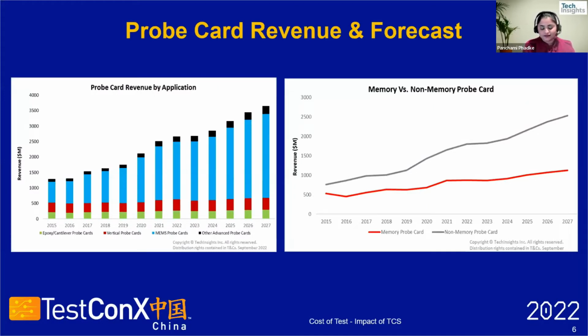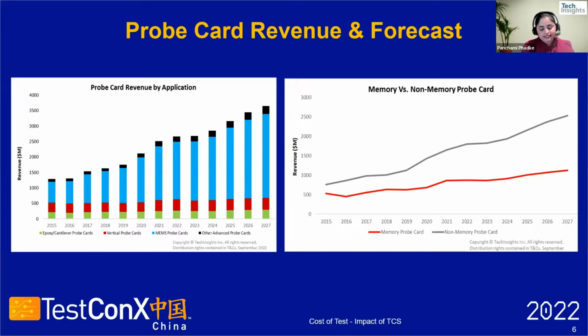First, we have the probe card. The chart I have on the left represents the total probe card revenue from 2015 to 2021 and the forecast from 22 to 2027. The data is segmented into different applications of probe card, such as epoxy, cantilever, vertical probe card, MEMS probe card, and other advanced probe cards. And on the right, we have memory and non-memory revenue trend of probe cards from 2015 to 2027.